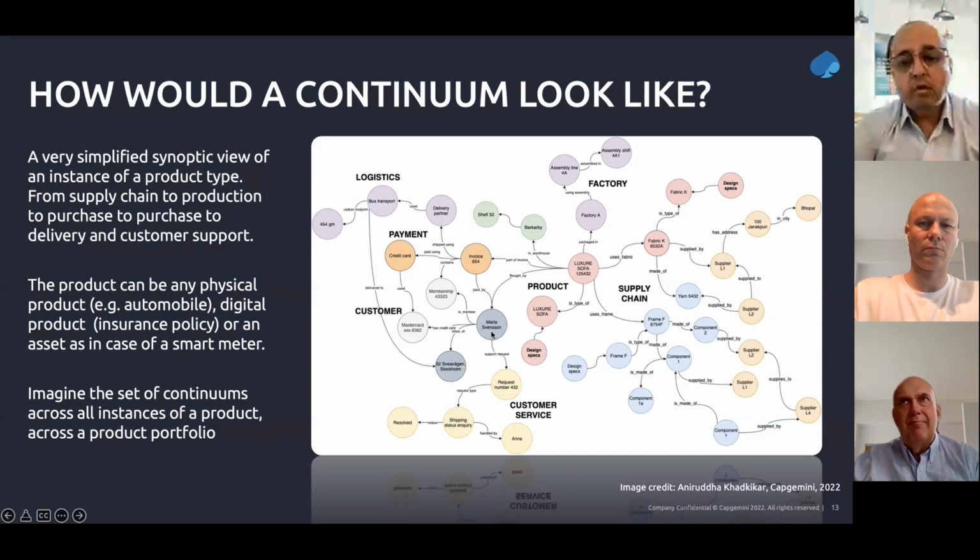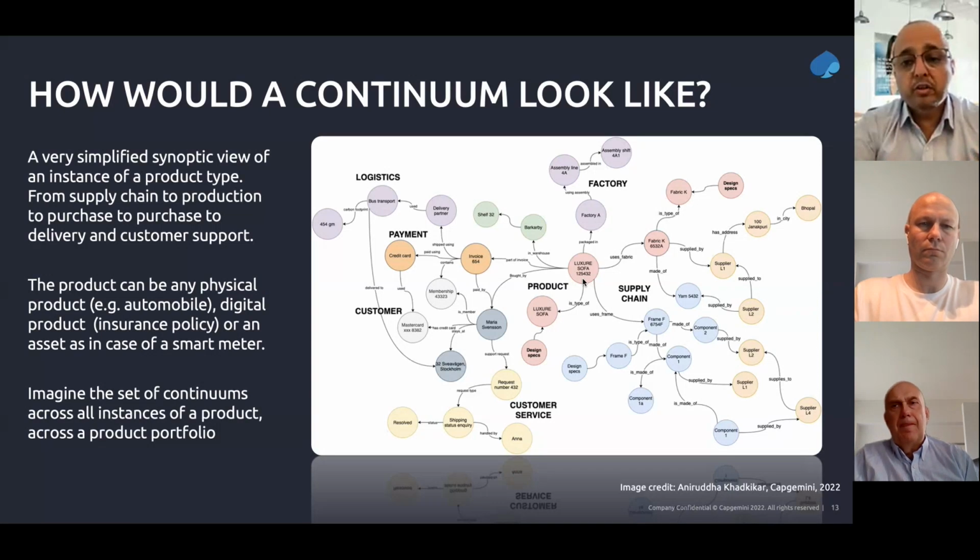So if you want to get a synoptic view on, let's say, this instance of the luxurious sofa, and you want to see how was this sofa constructed, where did the components come from, to whom was it sold, how was it delivered, it's very difficult to get this kind of picture from the quantum view. And that's where the continuum view really helps.